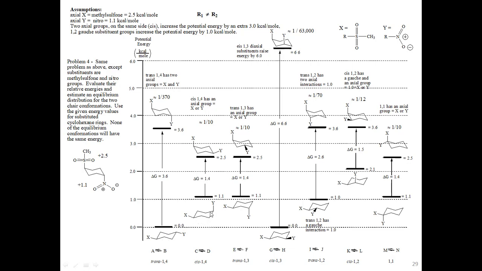Now, if I went to the cis, then I would have to draw one of these equatorial and the other one axial. Flipping over, I would have the first one axial and the other one equatorial. So there would be no cost for the equatorial, but now the cost is whatever the axial cost is. So remember up here, Y is nitro, that would be 1.1. And X is the methyl sulfone, and that would be 2.5. So the difference between these two would be 2.5 minus 1.1, which is 1.4. And then we could calculate an equilibrium constant, which I did here.